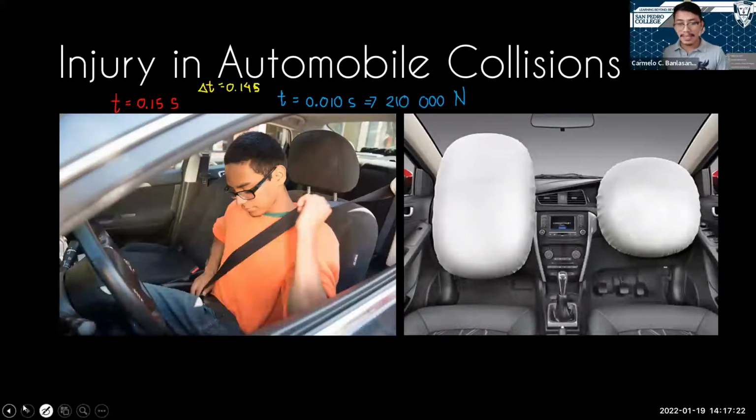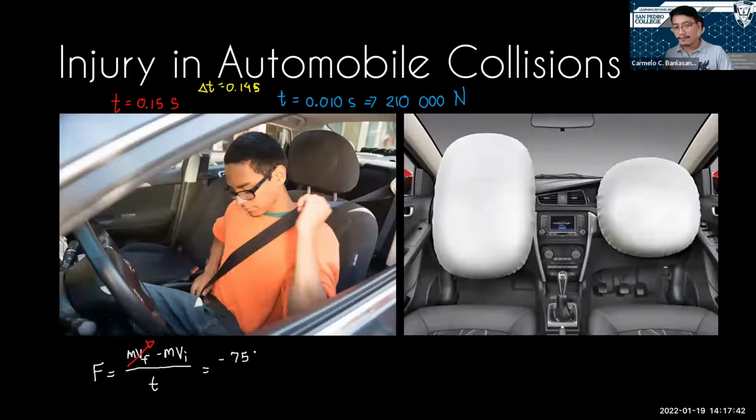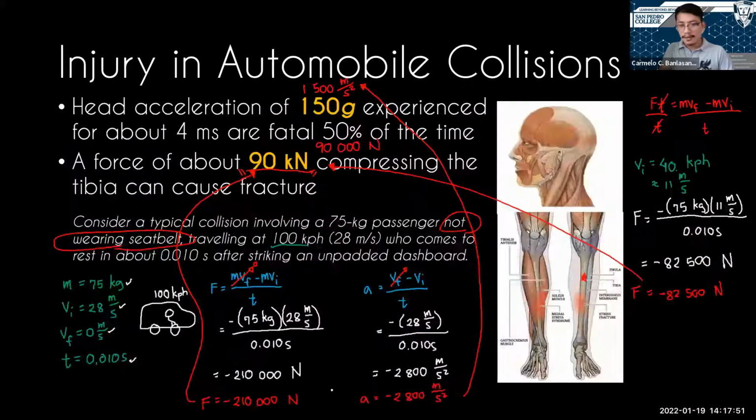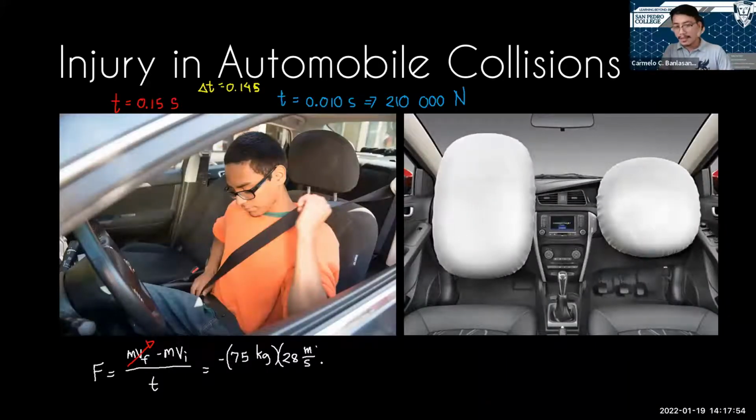So again, what if gumamit sana siya ng seatbelt? So let us try to calculate. Force is equal to mvf minus mvi over time. So alam na natin that final velocity is 0, so this can be disregarded. So that is negative 75 kilograms. The same pa rin yung given kanina. And then the speed is 28 meters per second. And then the time of the duration of impact is now 0.15 seconds with the use of seatbelt. Kasi nga, ang seatbelt, it gives time.